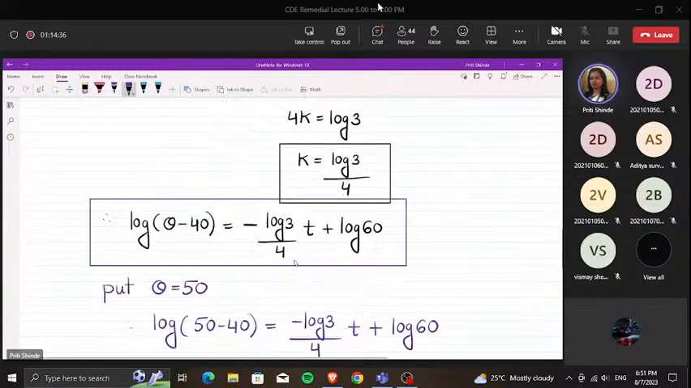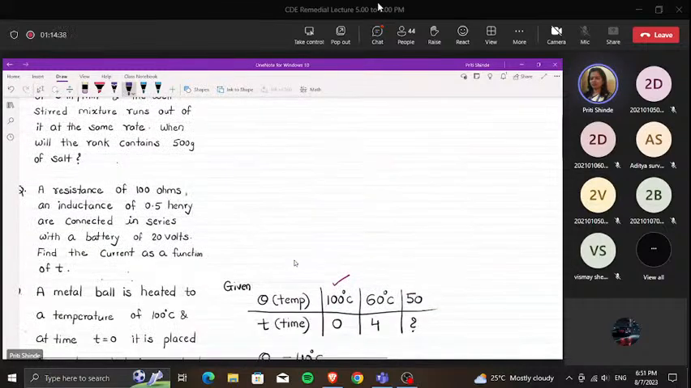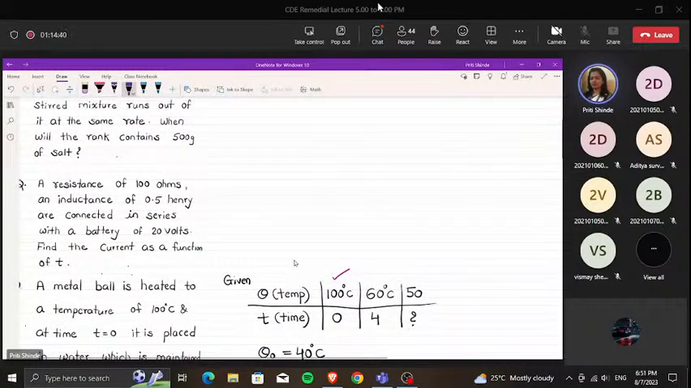Okay. It can come like this in the exam also. Time is given, so find the temperature of the ball after 6 minutes. Okay, so in this case, take T is equal to 6, simplify and find the corresponding temperature. Understood everyone how to solve problems based on Newton's law of cooling?